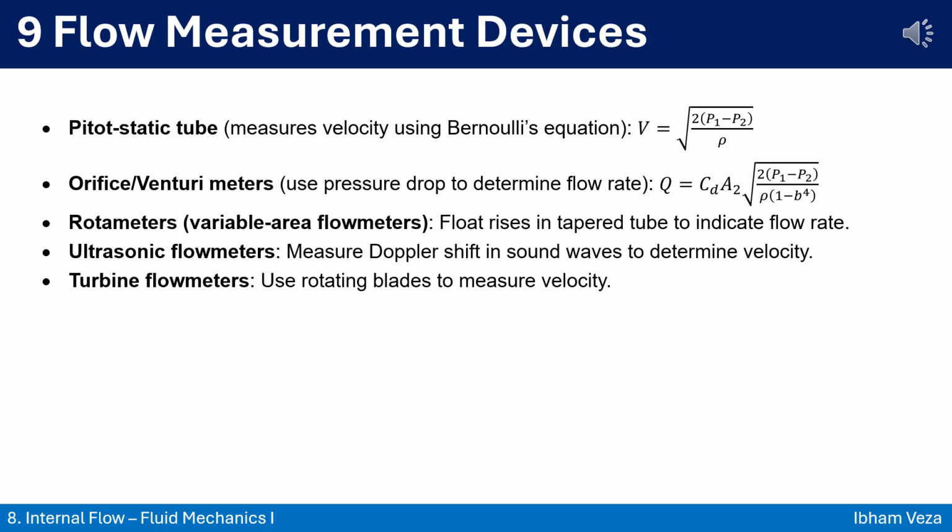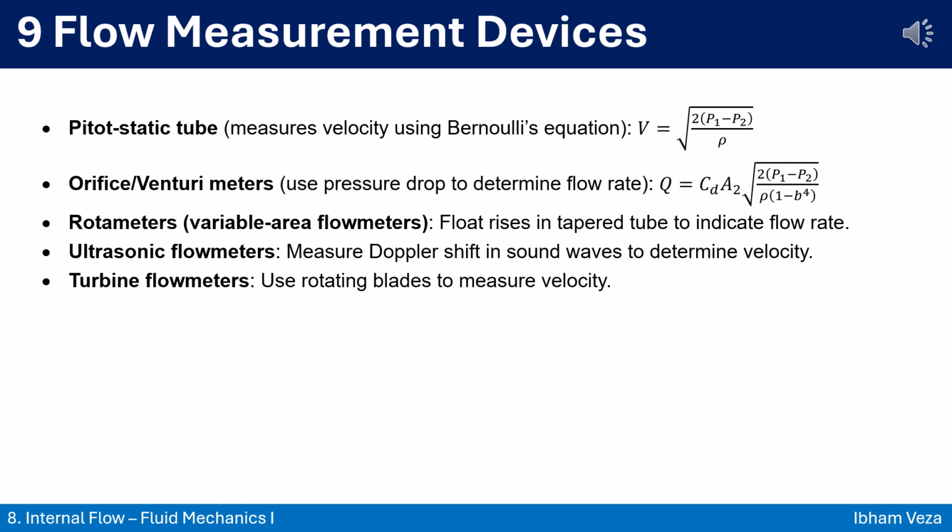9. Flow measurement devices. Knowing how fast or how much fluid is moving through a pipe is fundamental in fluid mechanics. That's why we rely on flow measurement devices, tools that translate pressure, velocity, or physical movement into usable data. One of the most straightforward methods is the pitot-static tube. It uses Bernoulli's equation to calculate velocity based on the difference between static and stagnation pressures. Simple, effective, and widely used in both labs and airplanes.